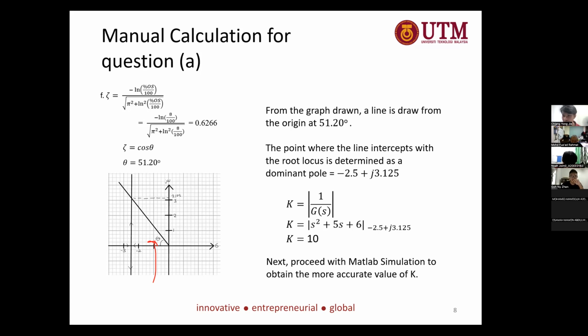What is theta? Theta is where the line intersects with the root locus. Wrong. Theta, to find the dominant pole. Wrong.